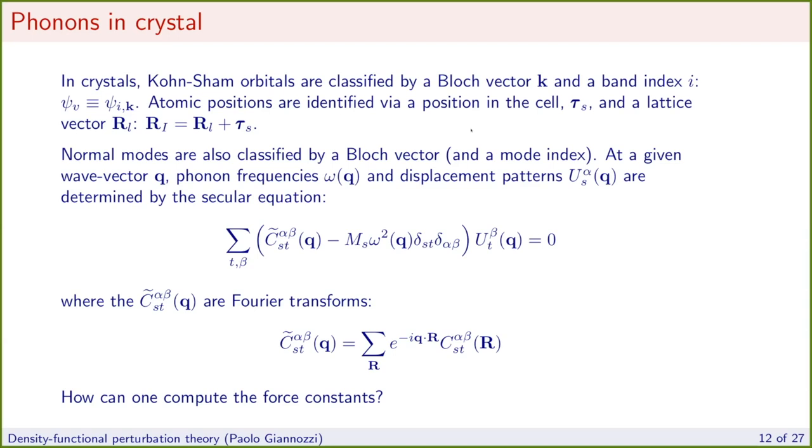So by diagonalizing separately at each wave vector, each phonon wave vector, we get the phonon modes, and the displacement pattern, u of q, the displacement patterns of the phonon modes, and we have to diagonalize the Fourier transform of the force constants.